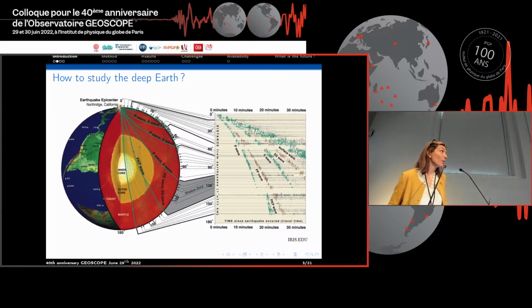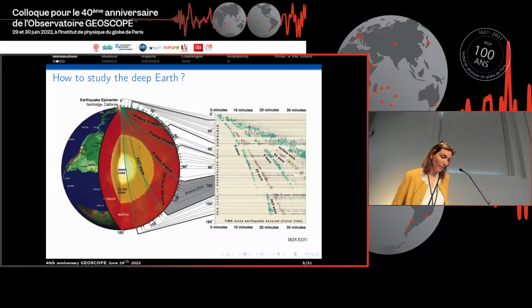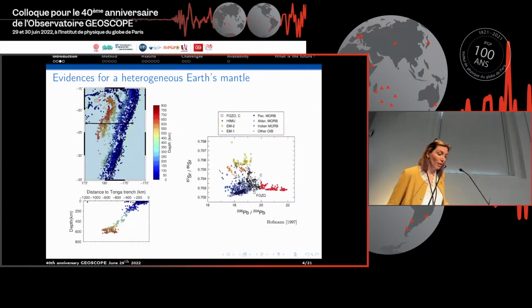So as we all know, we use seismic waves to sample the deep Earth and the Earth's mantle. It was rapidly shown that at first order the Earth is spherically symmetric, but this is a simplified version of the Earth, and actually the mantle is not homogeneous. We know that it is not. There are heterogeneities, so actually the geodynamical simulation I showed before shows very well that we expect heterogeneities, but there are some other pieces of evidence. Here are just some examples.